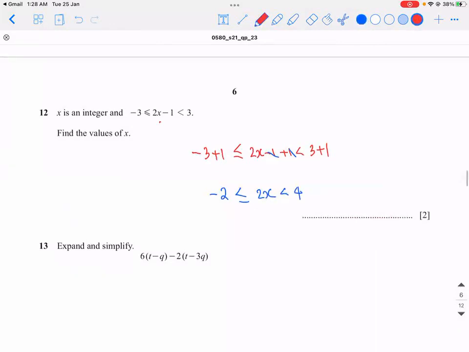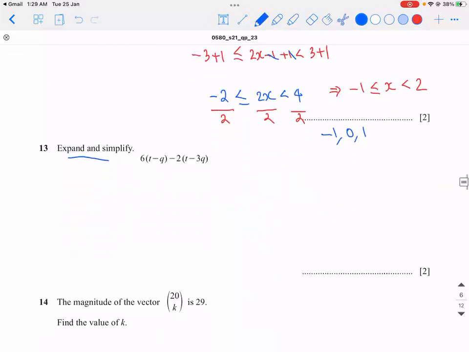But we need only x. So what will we do? We will divide throughout all this by 2. So what happens? Minus 1 less than or equal to x less than 2. Then identify which integers lie in this inequality. It is possible to accept minus 1, but it is not possible to accept 2, because x is less than 2, and x should be an integer, right? So what integers satisfy this inequality? Minus 1 we can take, and even 0 we can take, and even we can take 1 as well, but it is not possible to take 2.